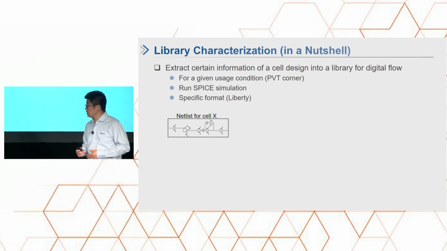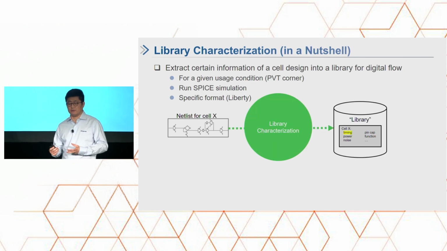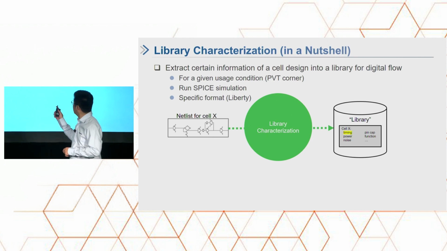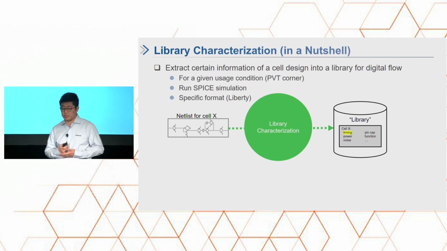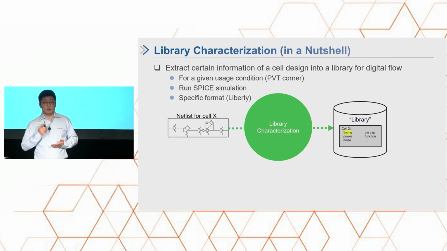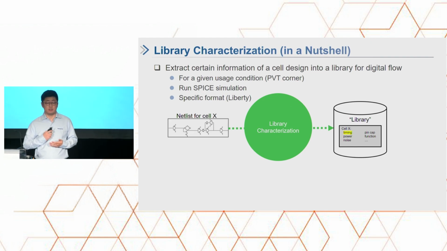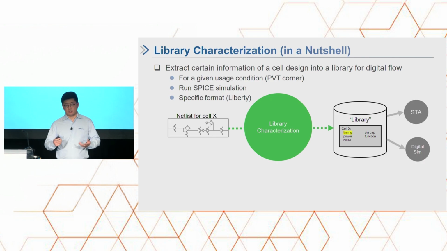Let's say we have a netlist X here for cell X. After the process of library characterization, we get a library which contains the description of cell X, including data such as timing, power, noise, leakage, and so on. Among these, the most important is timing, and it is also the most time-consuming to characterize. And then this library is used in digital flows like STA or digital simulation.